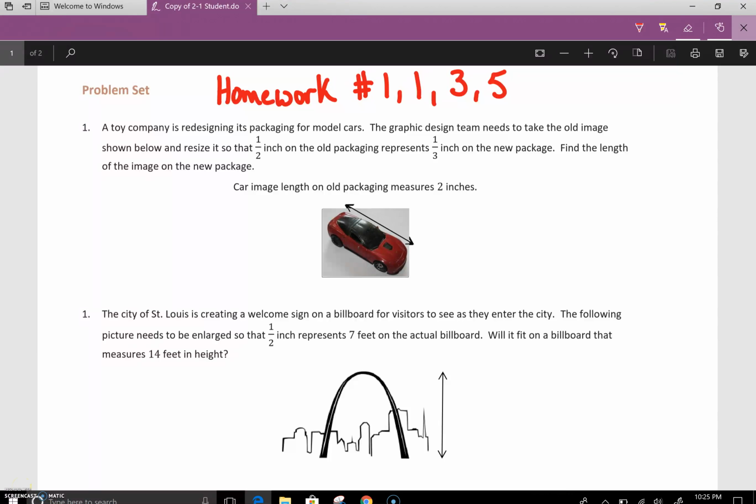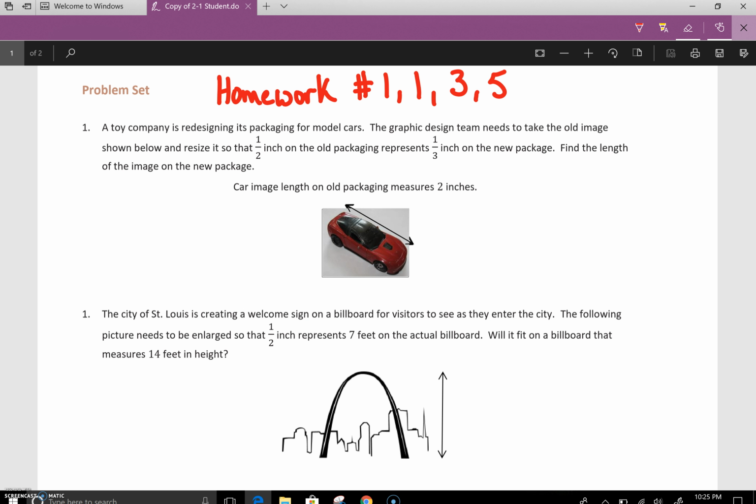So homework from Friday was number 1, number 1, number 3, and number 5. The assignment had 2 number 1s because of a typo. So we're going to go through the 4 examples from the homework, and then you guys are going to complete the rest of these homework problems that we didn't work on Friday, considering this is a 2-day lesson. So let's look at the first number 1.